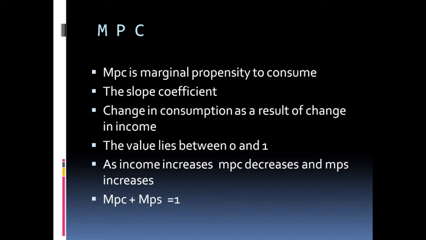If there is a change in income of 100 rupees, and a person increases his consumption by 60 rupees, then the MPC will be change in consumption, 60, divided by change in income, 100. 60 by 100 equal to 0.6, and the remaining 40 rupees will be saved, that is MPS, increase in saving divided by increase in income. So the sum of MPS and MPC will always be equal to 1.